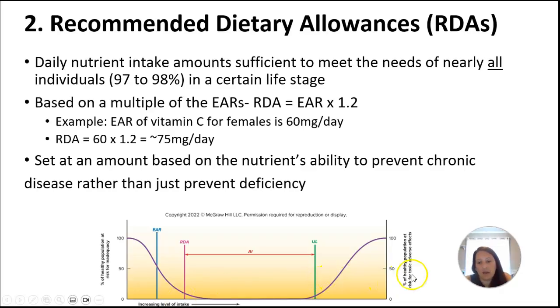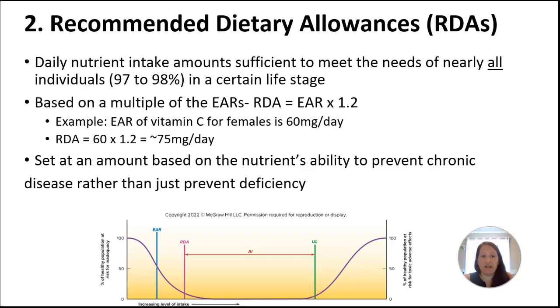If I come to the other side of this as well, the percent of healthy individuals at risk for toxicity is also down. Okay. So people are not going to be nutrient deficient. They're not going to be in that range of toxicity either. So again, nearly all individuals in a certain life stage will have sufficient daily nutrient intake to meet their needs.